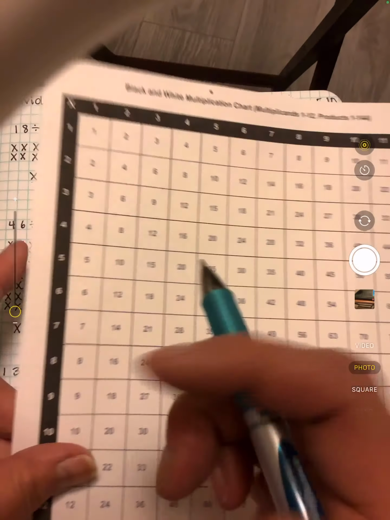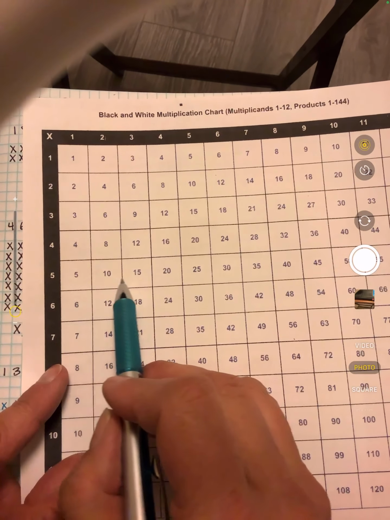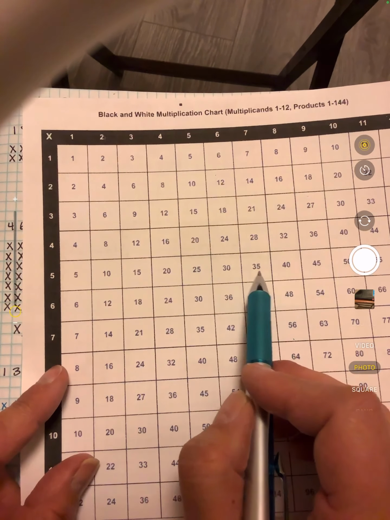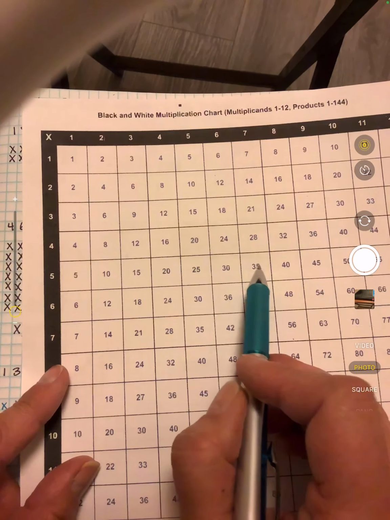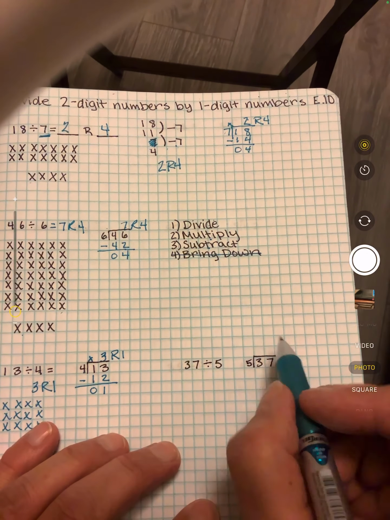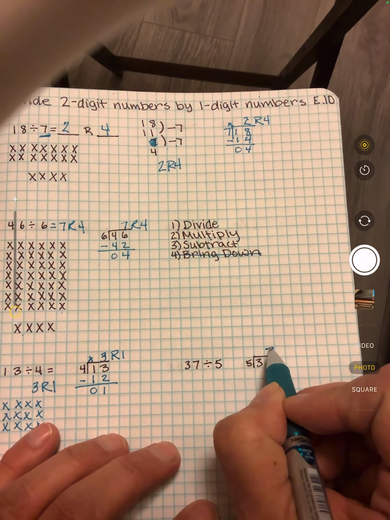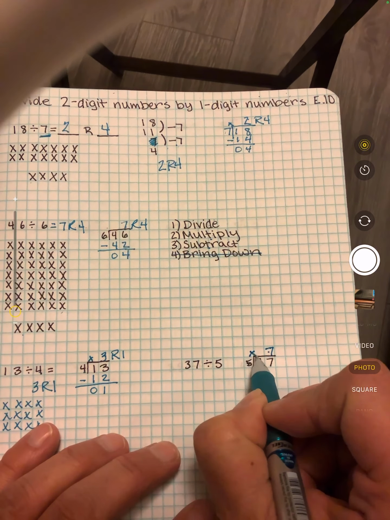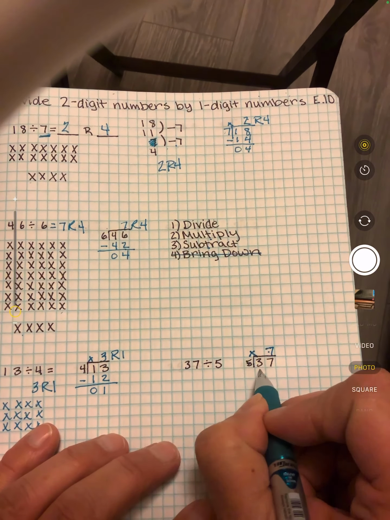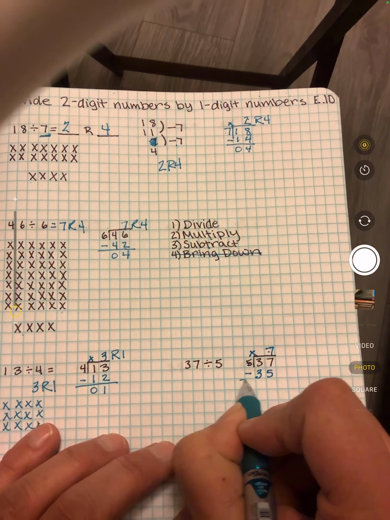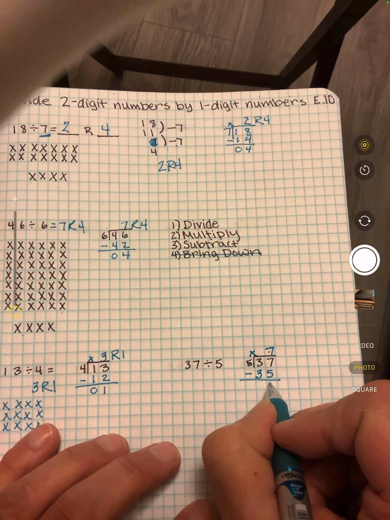So we have 5s. We're going to go over the 5s till I get as close to 37 without going over. 40 is too high, so we're going to go with 35. 7. So I put my 7 above here. Now I multiply 7 times 5. Multiply the outside numbers. 7 times 5 is 35. And then I subtract. 7 minus 5 is 2.